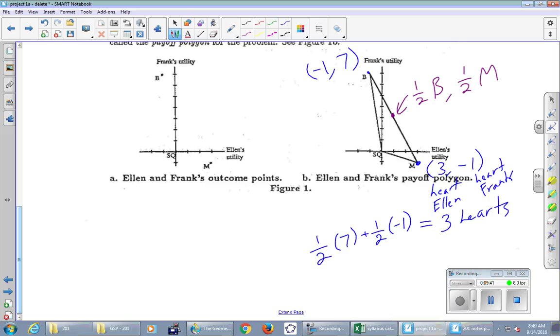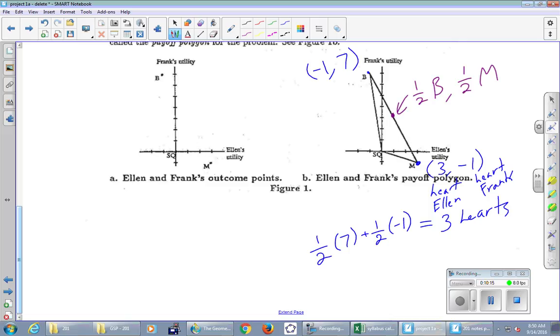So what that means is if we were to flip this coin hundreds of times, and take hundreds of vacations, half of them will be to the beach and half of them will be to the mountains, probably pretty close to that. On average, Frank can expect to get 3 hearts out of this deal. He'll never get 3 hearts on any one trip, right? He can't get 3 hearts on a trip. He can either get 7 or -1. But on average, if we do this experiment lots and lots of times, he will end up with 3 hearts. And so that's his expected outcome for this particular lottery where it's a half and a half.